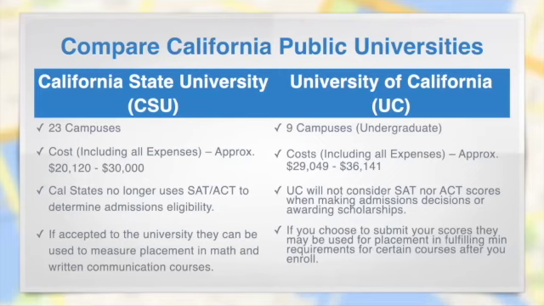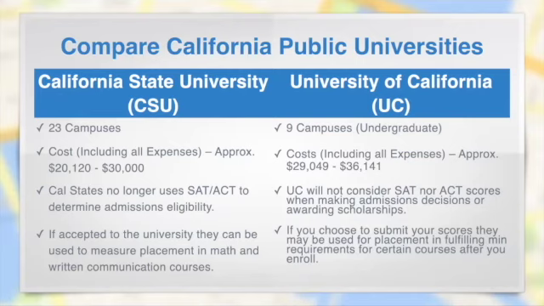It's important to know that Cal States no longer use the SAT or ACT to determine admissions eligibility. Okay, I'm going to say that again because this is something very different. The Cal States no longer take SAT or ACTs to determine admissions eligibility. If accepted to the university, those SATs or ACTs can be used to measure placement in math and written communication courses. That is where they will use them if you wish to submit them and you took them. That's a massive change from prior years.